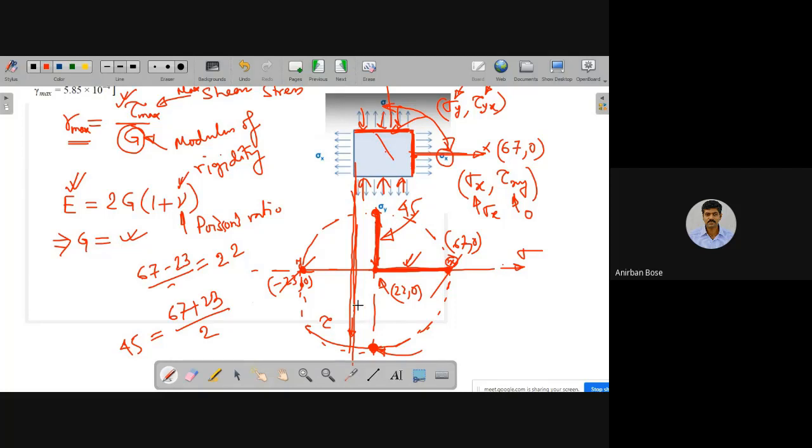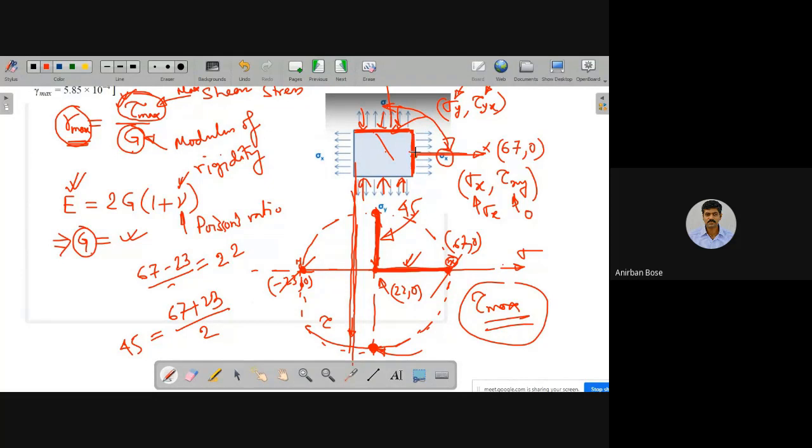Clear? So you can find tau max in this way, and once you know tau max, you just put the value of tau max in this expression, put the value of G here, and you will get the value of gamma max. This is the technique. Now this is the in-plane maximum shear stress. I'm not going into much detail of how to find it if both sigma x and sigma y are positive. In that case, the in-plane shear stress might not be the maximum from the Mohr circle, but you have to draw the cross-plane Mohr circles also.